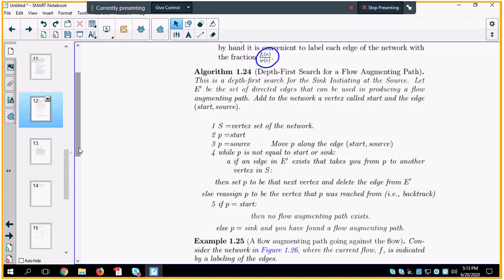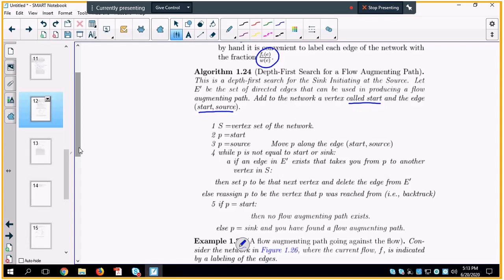So we are doing a depth first search for the sink, initiating at the source. We let E prime be the set of directed edges that can be used in producing a flow augmenting path. Add a vertex to the network called start, source. Rather, add a vertex called start and an edge called start, source.